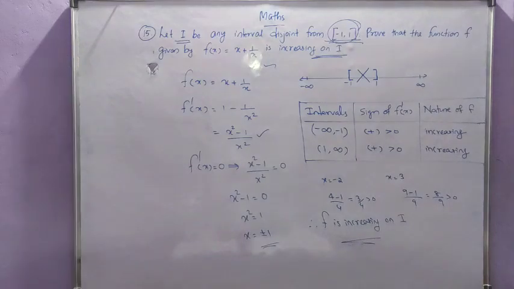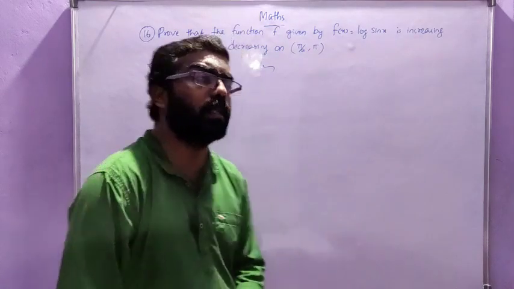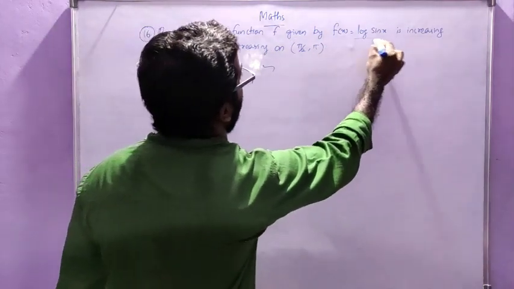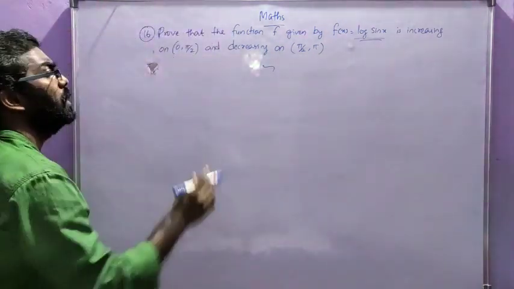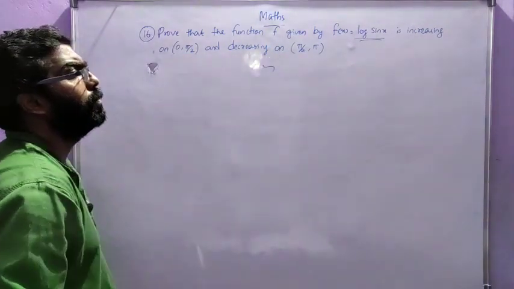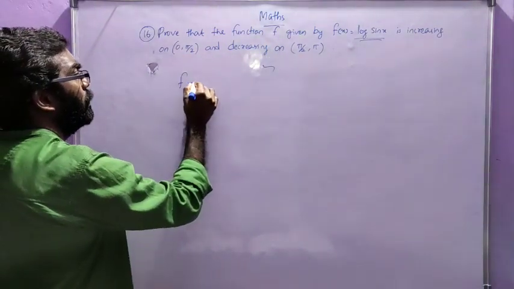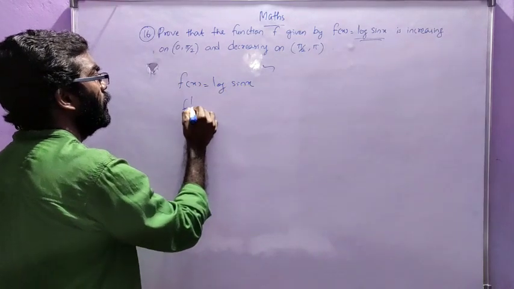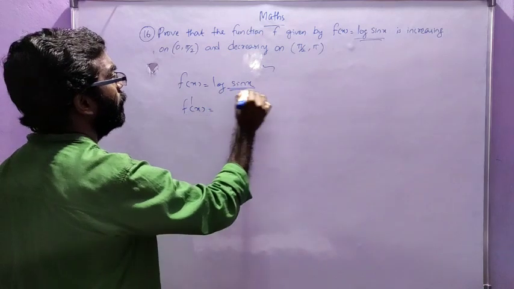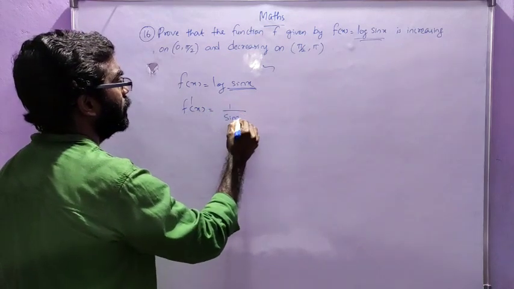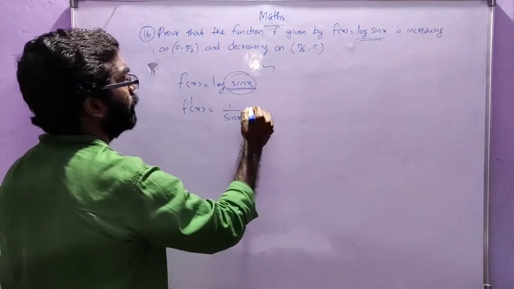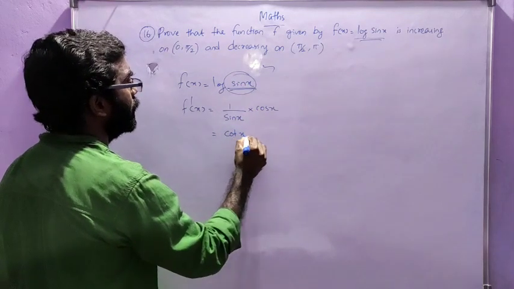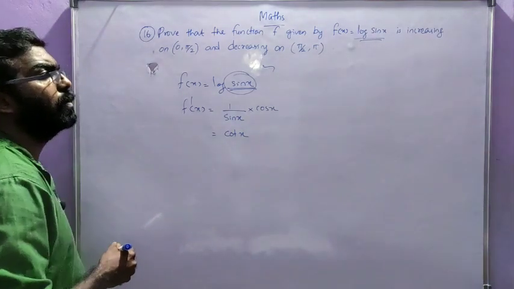Understood? Now we move on to question number 16. It's a very easy question. Prove that the function f given by f of x equal to log sin x is increasing on (0, pi by 2) and decreasing on (pi by 2, pi). So f of x is equal to log sin x. You can find the derivative: f dash of x equal to 1 by sin x into, by chain rule, the derivative of sin x, which is cos x. So cos x by sin x, cot x. So f dash of x equal to cot x.